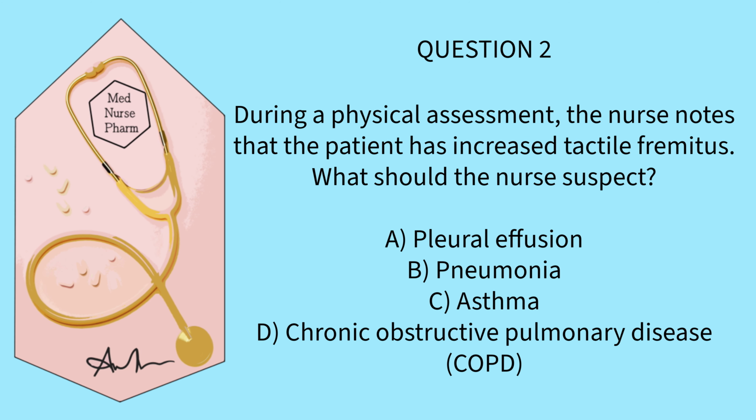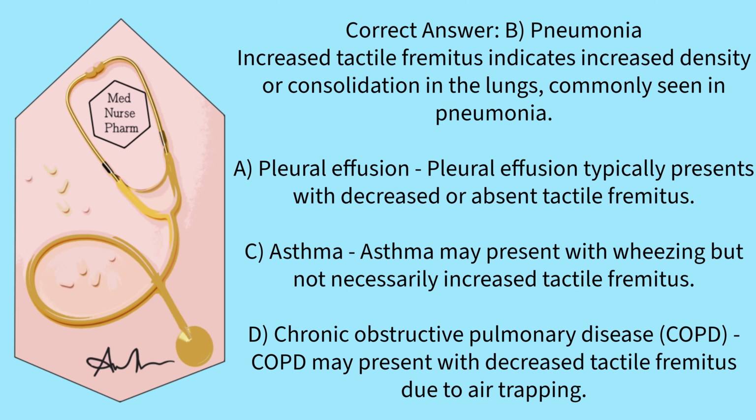Question 2. During a physical assessment, the nurse notes that the patient has increased tactile fremitus. What should the nurse suspect? Pleural effusion, pneumonia, asthma, COPD. Pause the video and select your answer. If you chose option B, you are correct. Pneumonia. Increased tactile fremitus indicates increased density or consolidation in the lungs, commonly seen in pneumonia.